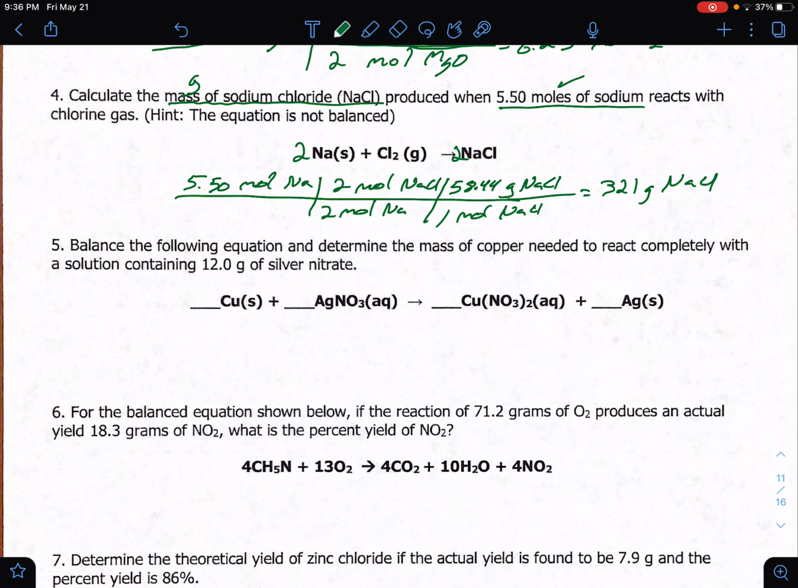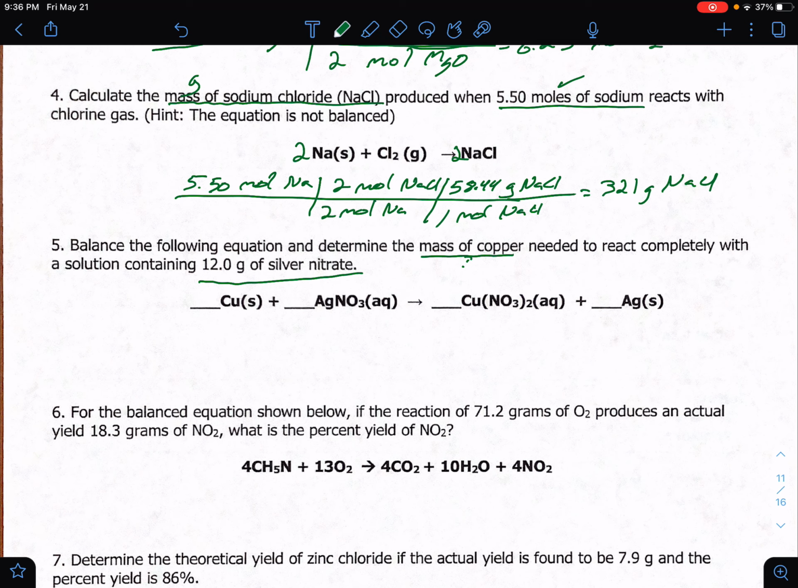Okay, balance the following equation and determine the mass of copper. So I'm looking for mass of copper, so there's your question mark. And I was given 12.0 grams of silver nitrate. Okay, so I need to balance it first. I have 1 copper on the left, only 1 copper on the right, so those are good. 1 Ag on the left, 1 Ag on the right.